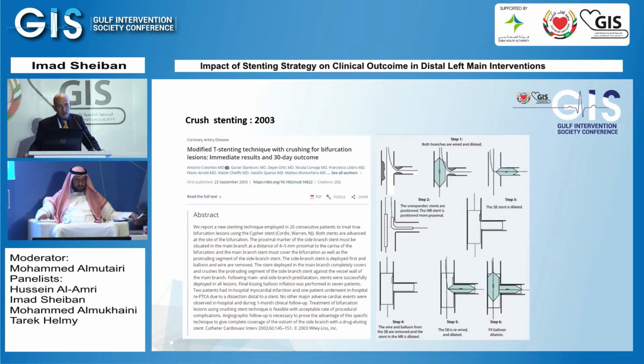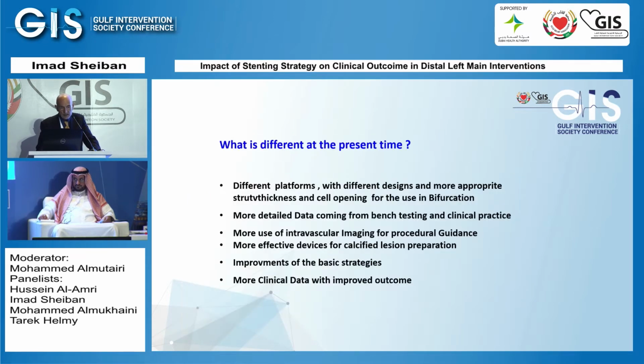And finally, in 2003, crush stenting, which derived from T stenting. And you can see now we have a crushed stent with 3 layers of stent beyond the orifice of the side branch, but this was accepted since it was demonstrated to be safe.